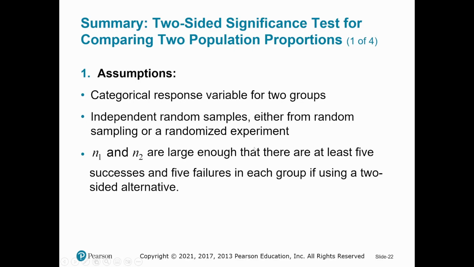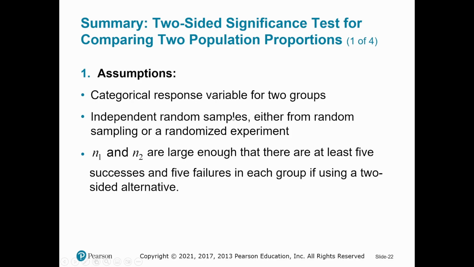Summary. Two-sided significance tests for comparing two population proportions. And when you see the phrase two-sided, it is the same as two-tailed. Some books, some practitioners prefer to use two-tailed. Others prefer to use the term two-sided. It doesn't matter. Assumptions. Categorical response variable for two groups. Yes, no.